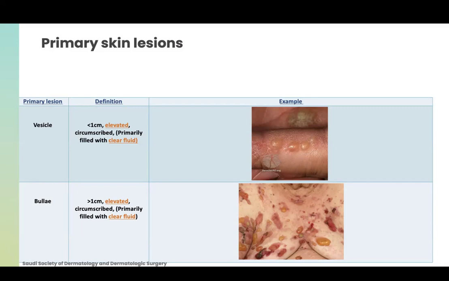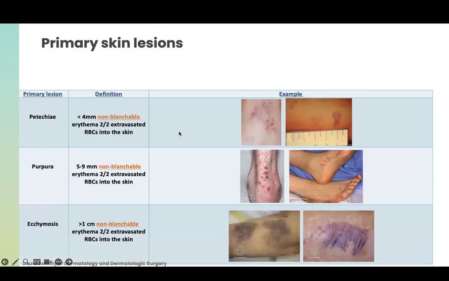So from now on, I don't want to see blisters in notes. I want you to say vesicles. If you tell me grouped vesicles, I know it's going to be herpes. If you tell me it's bulla in a dermatomal distribution, I'm going to know it's zoster. If it's flaccid bulla, I'm going to know it's pemphigus. If it's tense bulla, I'm going to know it's bullous pemphigoid. That really does make a difference in building your differential diagnosis.